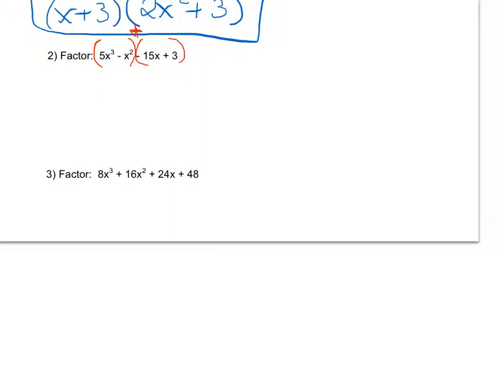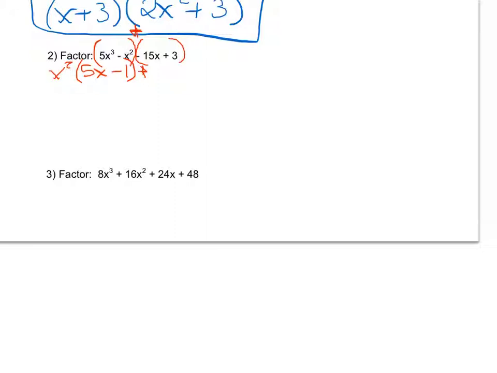Now I'm going to ask myself, what is the GCF of my first group? Well, I realize that both terms in my first group can be divided by x squared. Taking the x squared out, I'm left with 5x minus 1. Remember that x squared divided by x squared is 1. It doesn't just go away. I'm dropping my plus sign down. And now I have negative 15x and plus 3.